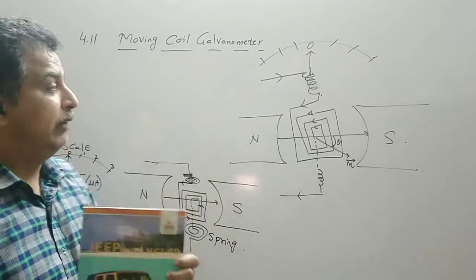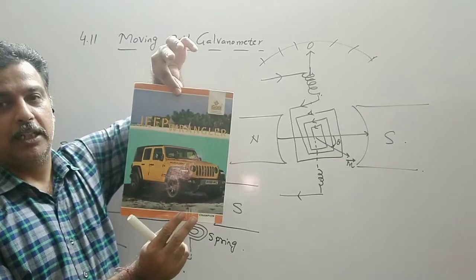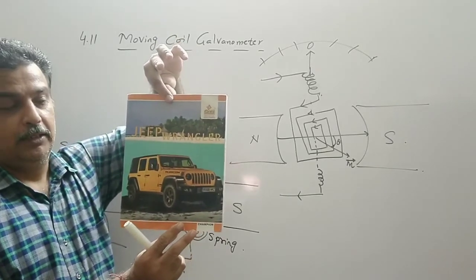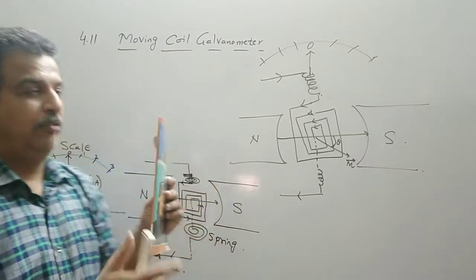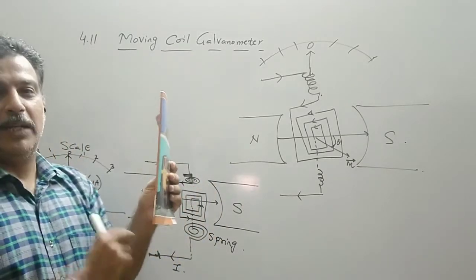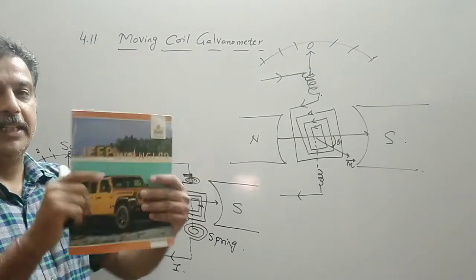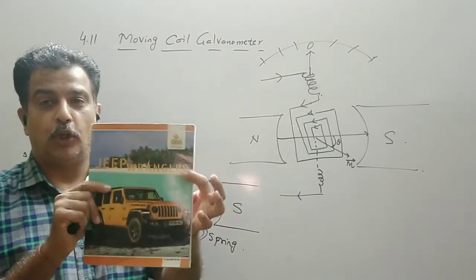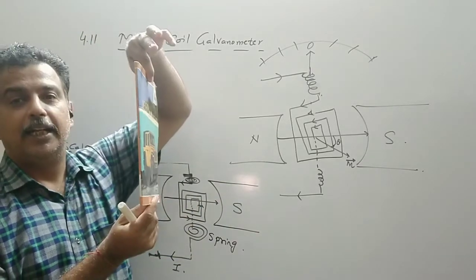Now if we don't have a spring, what will happen? As soon as we pass a current, a torque acts on it. We know that if it is kept at some angle, it behaves like a dipole. So if the coil is kept like this, the torque is zero because the angle is zero. But at 90 degrees, the torque acting is maximum. So it will align in the direction of the field.